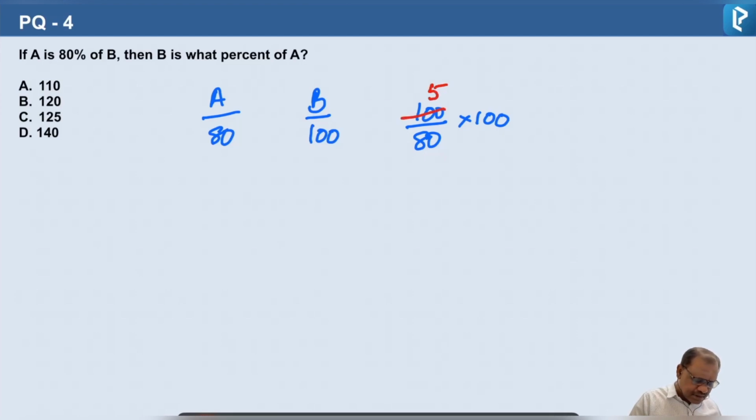25s, 4s, 4 ones, 4 25s. What is the answer? 25 into 5. That is 125. So that means B is 125% of A. C is the right answer.